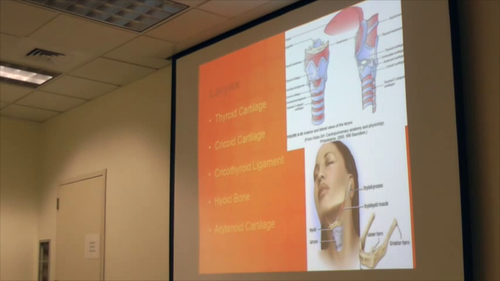When we're placing an endotracheal tube, the cricoid cartilage is pretty much the narrowest part of the larynx, so it limits how big of a tube we can use. The other thing to note about the cricoid cartilage is that it's the narrowest part of the airway in infants also.